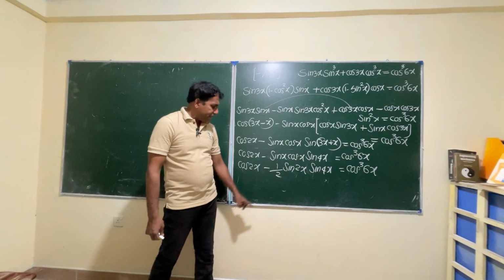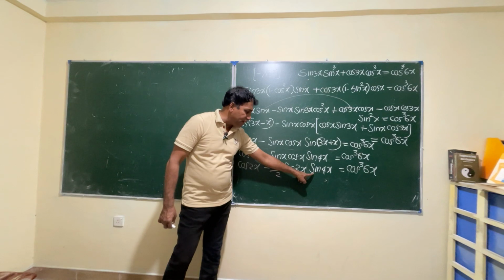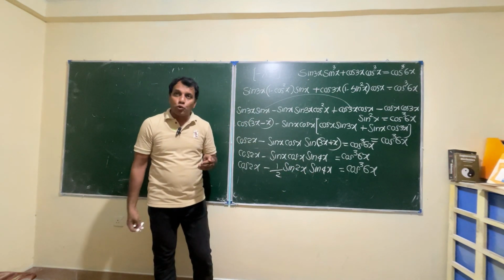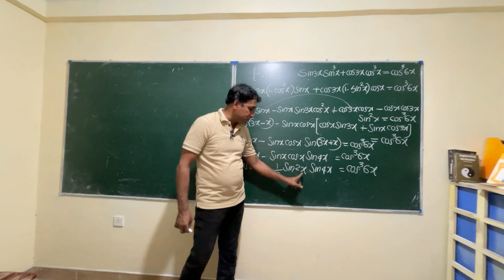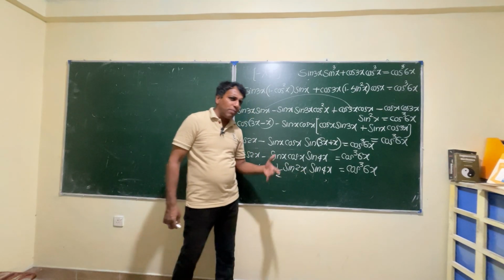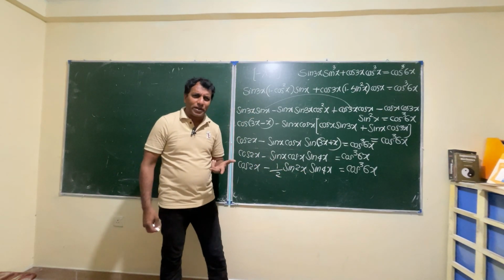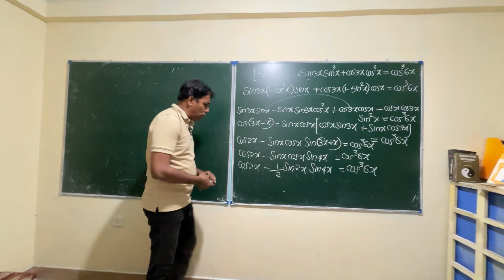Furthermore, what is sin 4x? Sin 4x is 2 sin 2x cos 2x. So here, sin square, 1 minus, yes, you can write the double angle formula.